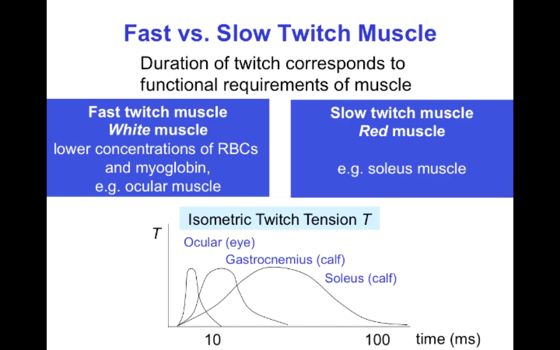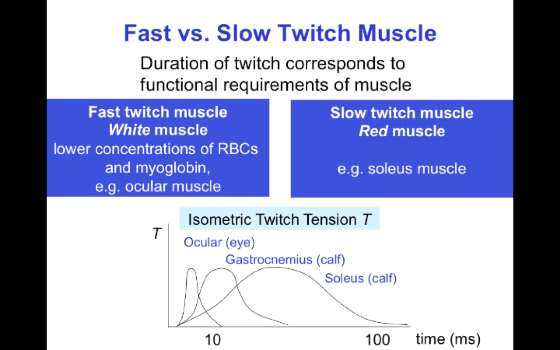Now, different types of muscles twitch at very different speeds. Fast twitch muscles, like some of the small muscles in your eye, can generate force and relax very quickly. Slow twitch muscles, like some of the big muscles in your legs, generate force much more slowly and then relax much more slowly. Cardiac muscle, by comparison, is even slower, so it's a very slow twitch muscle.